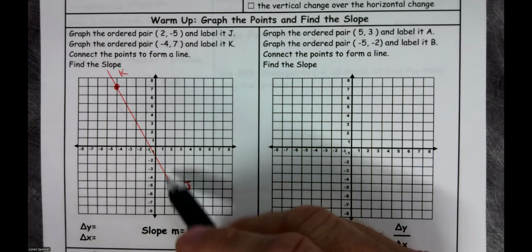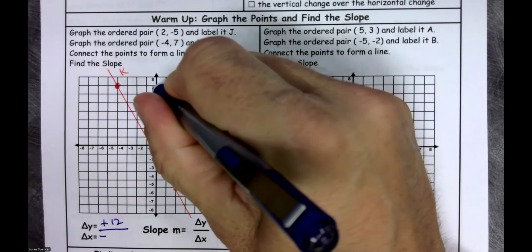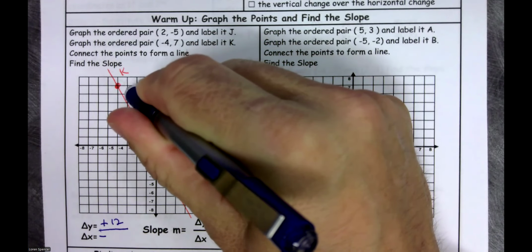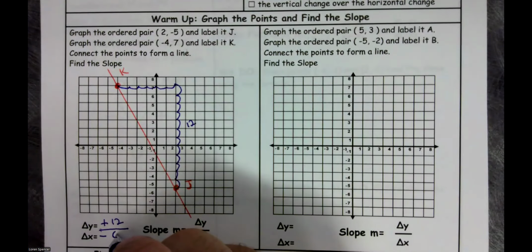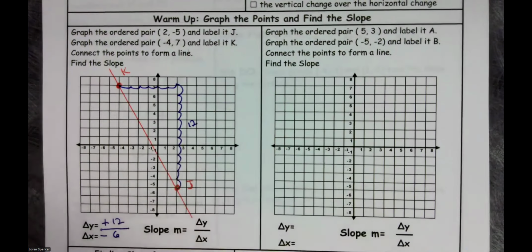If I'm going up, that is a positive direction, so we know the change in Y is positive. 1, 2, 3, 4, 5, 6, 7, 8, 9, 10, 11, 12. I went up 12, so a positive 12. Then we go to the left, which is a negative. So the X direction is negative, and we go 1, 2, 3, 4, 5, 6. So we end up with 12 over -6.